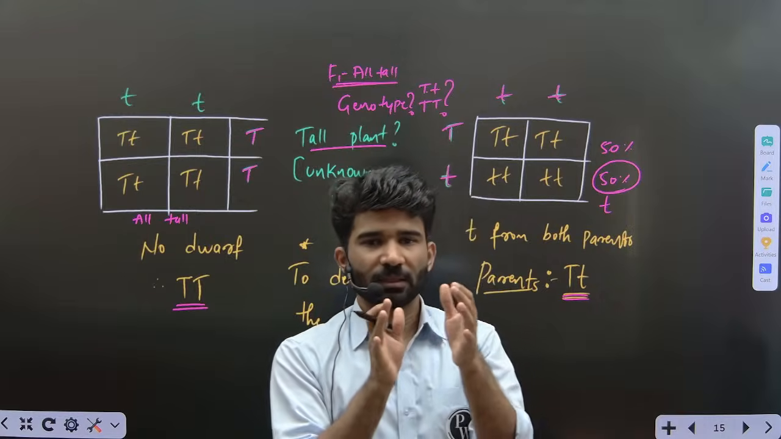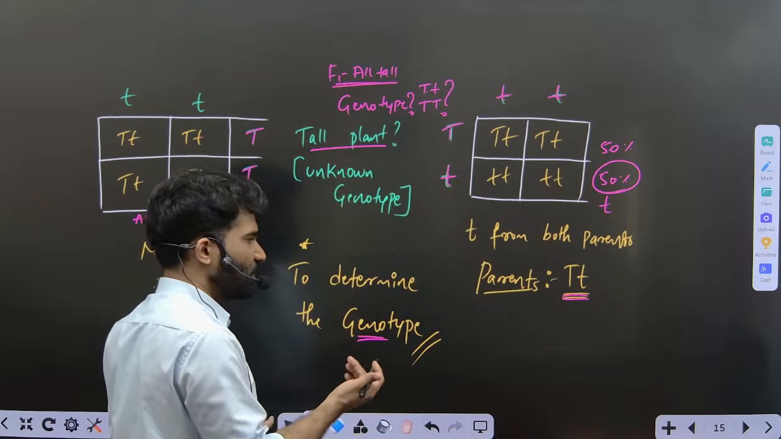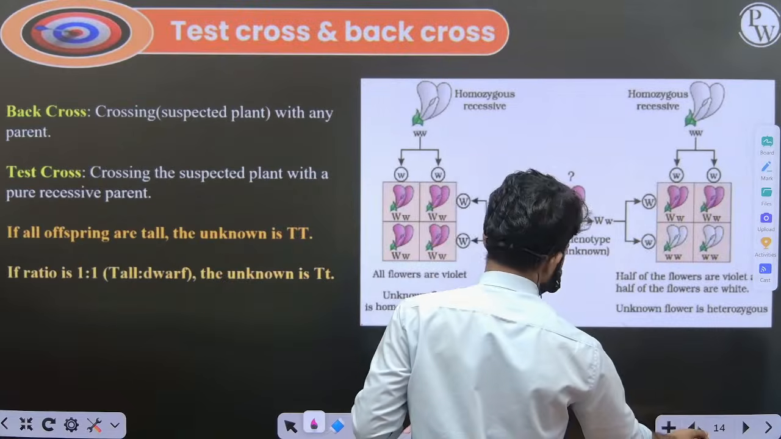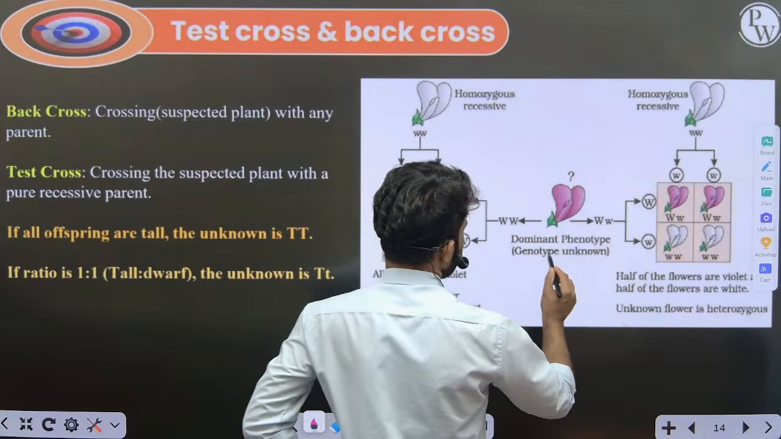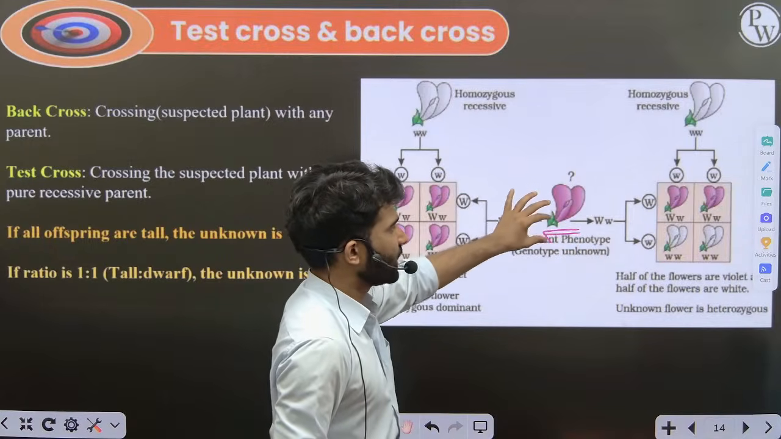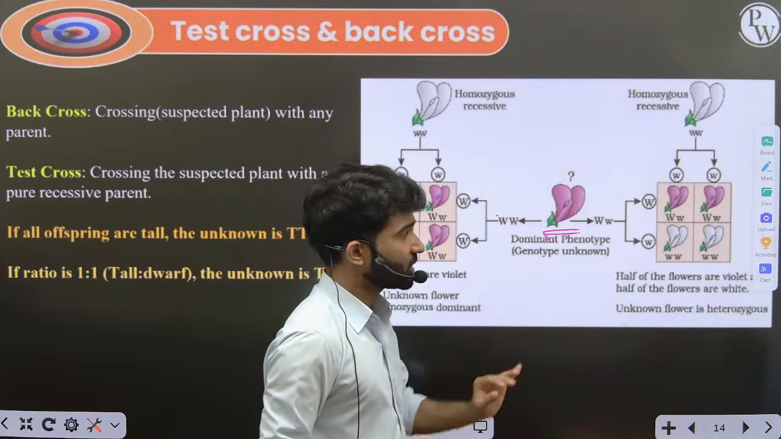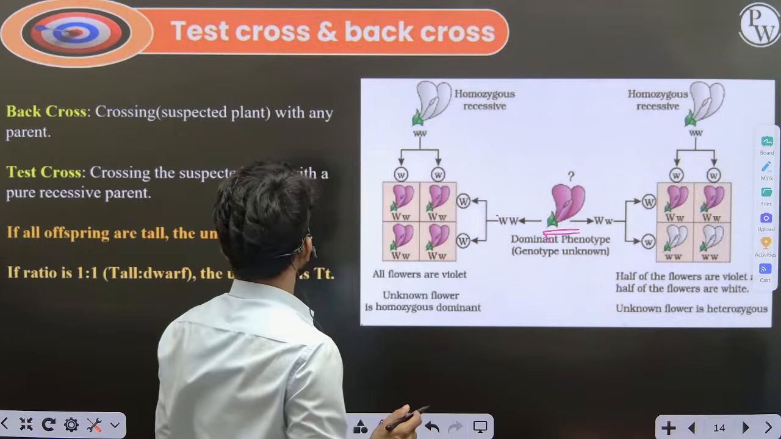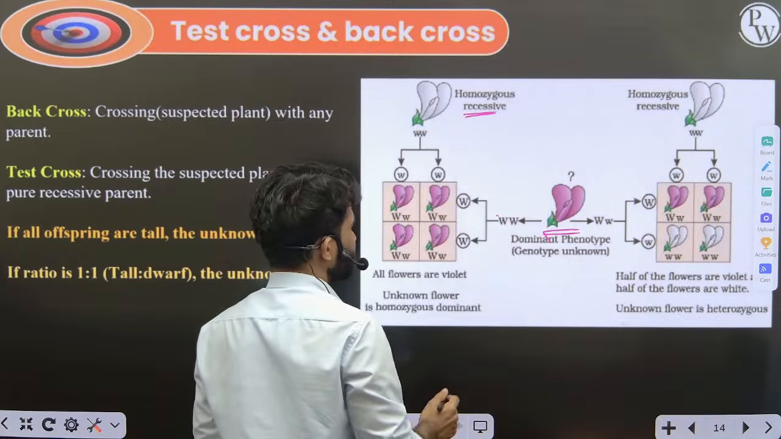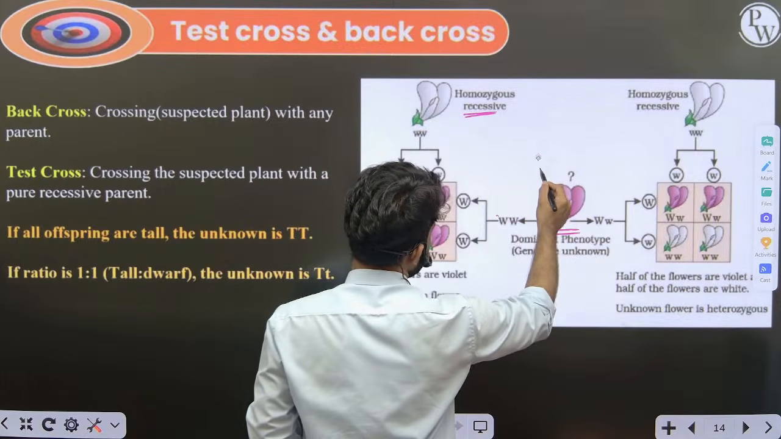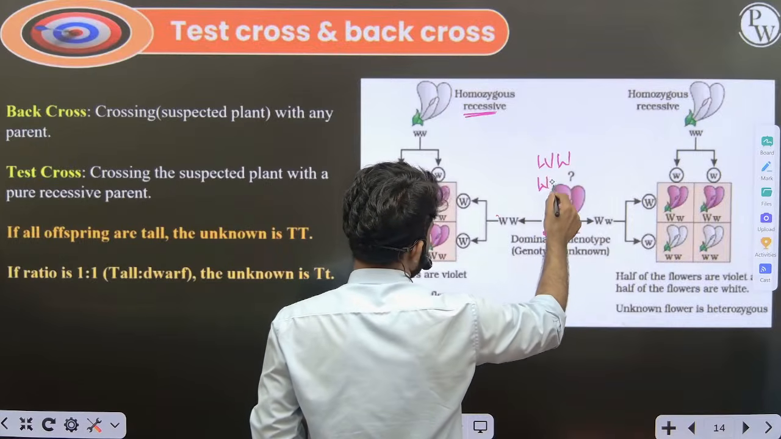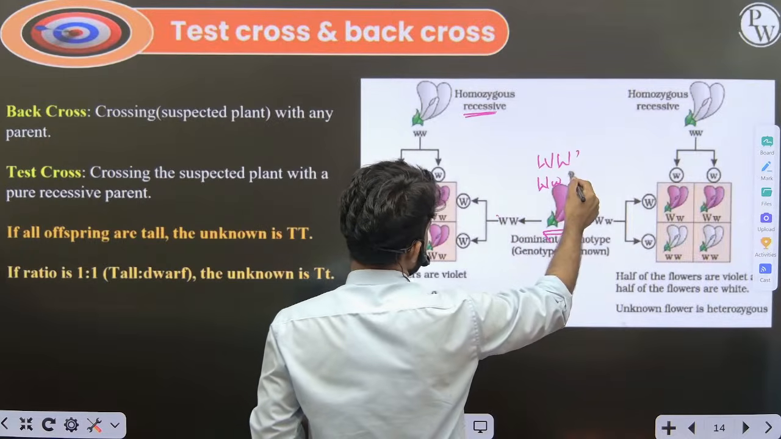We cross the unknown plant with either the dominant parent or the recessive parent, and that is called a backcross. Here itself, one example is taken, that of flower color. Here we don't know what genotype the plant has, whether it is homozygous or even heterozygous. We don't know that, right? So what we are going to do is test it with a recessive parent.